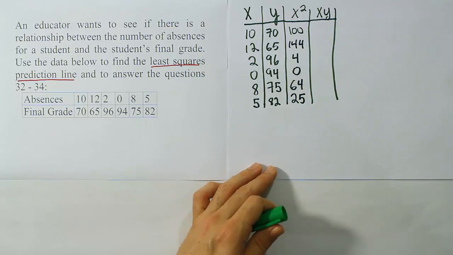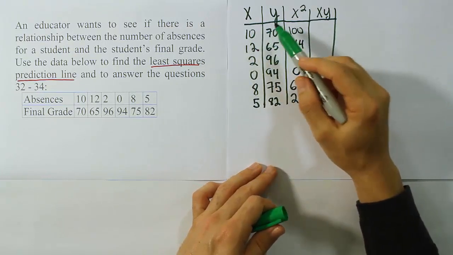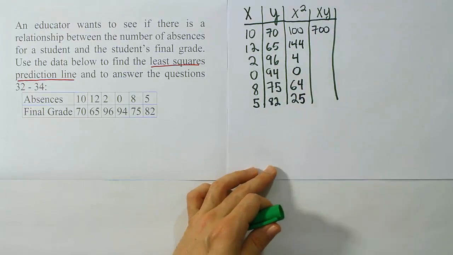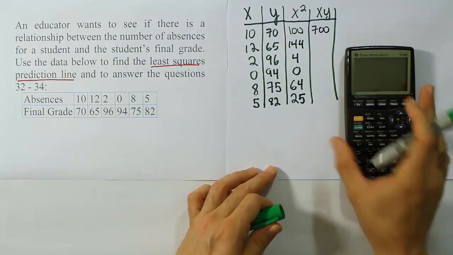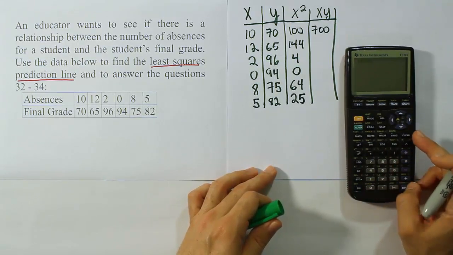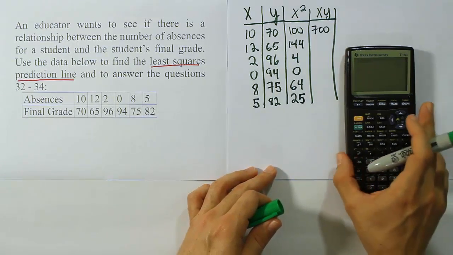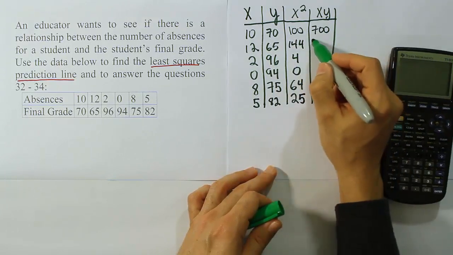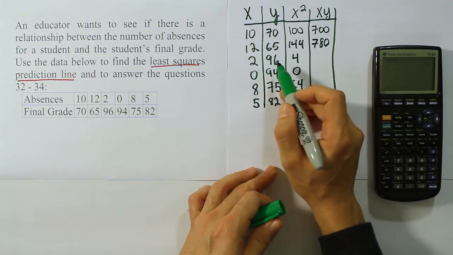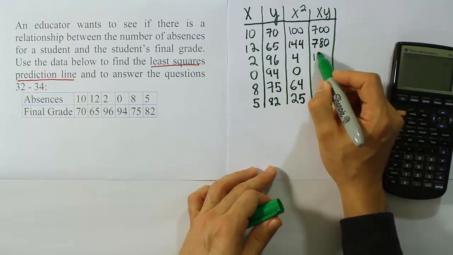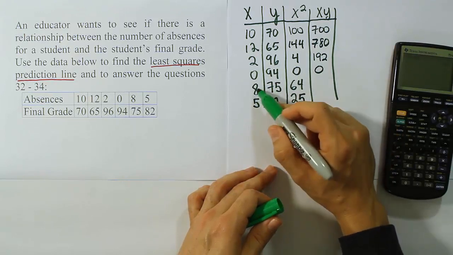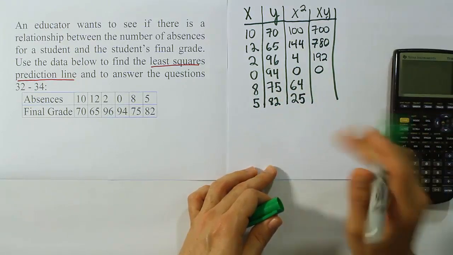Now for x times y, we're just going to go straight across. So 10 times 70 gives us 700, and so on and so forth. Let's do some of those other ones in our calculator here just to make sure we don't make an error. 12 times 65. When we're done with that, we get the answer 780. Okay, then we have 2 times 96. We get 192. 0 times 94 is 0. 8 times 75, that should be 600.